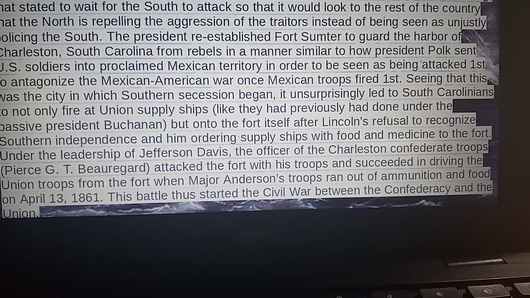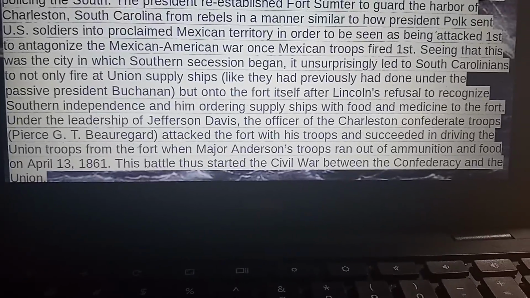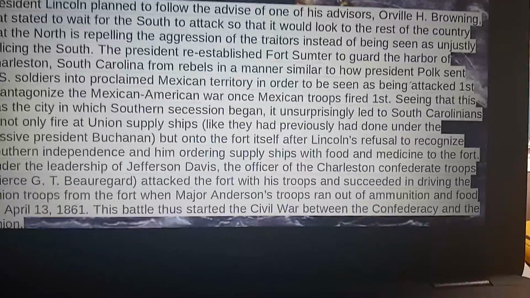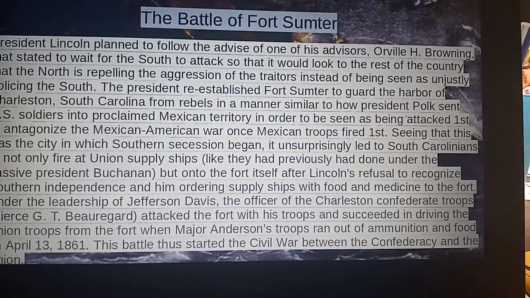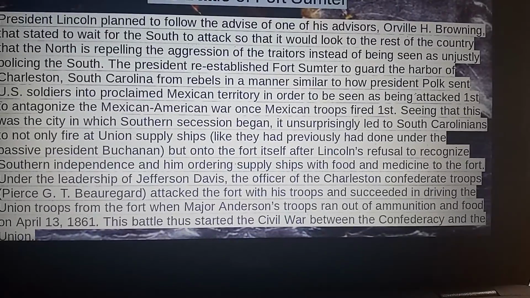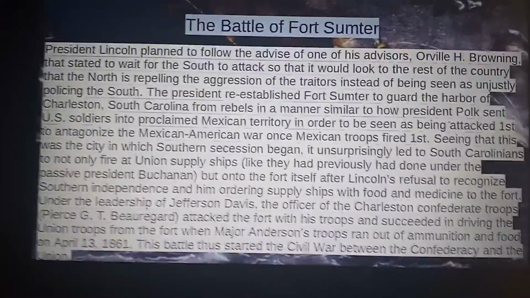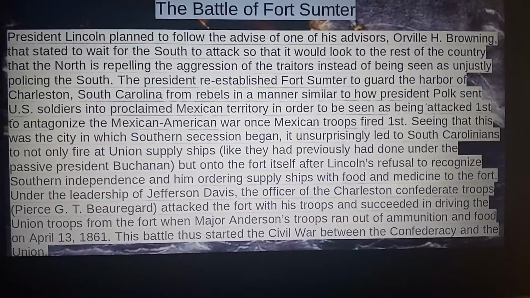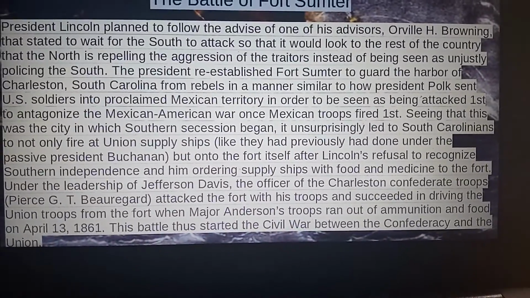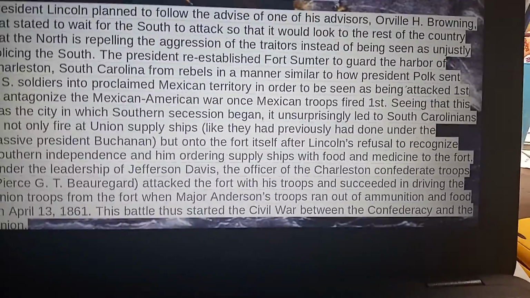Southern independence and him ordering supply ships with food and medicine to the fort. Under the leadership of Jefferson Davis, the officer of the Charleston Confederate troops, Pierre G.T. Beauregard, attacked the fort with his troops and succeeded in driving the Union troops from the fort. Major Anderson's troops ran out of ammunition and food on April 13, 1861. This battle thus started the Civil War between the Confederacy and the Union.